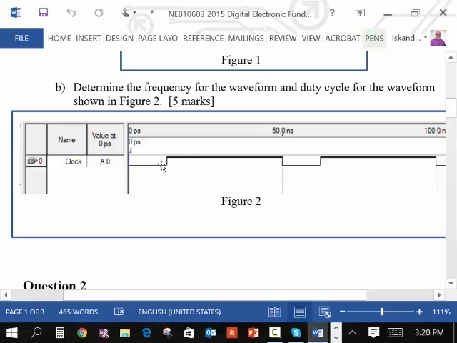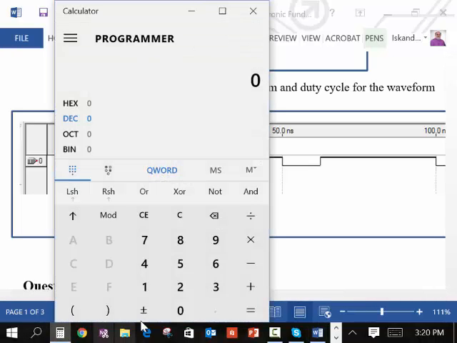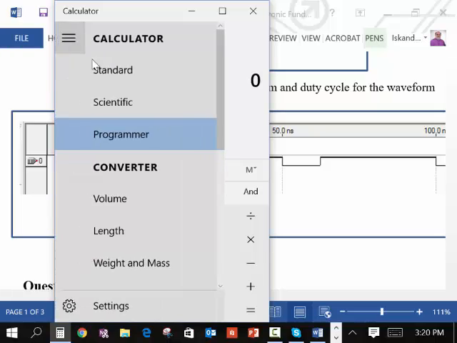I had a number of people tell me 25%. It's the time on divided by the period. So it's off for 25%, it's on for 75%. And the frequency in this particular case is 1 over 50 nanoseconds.